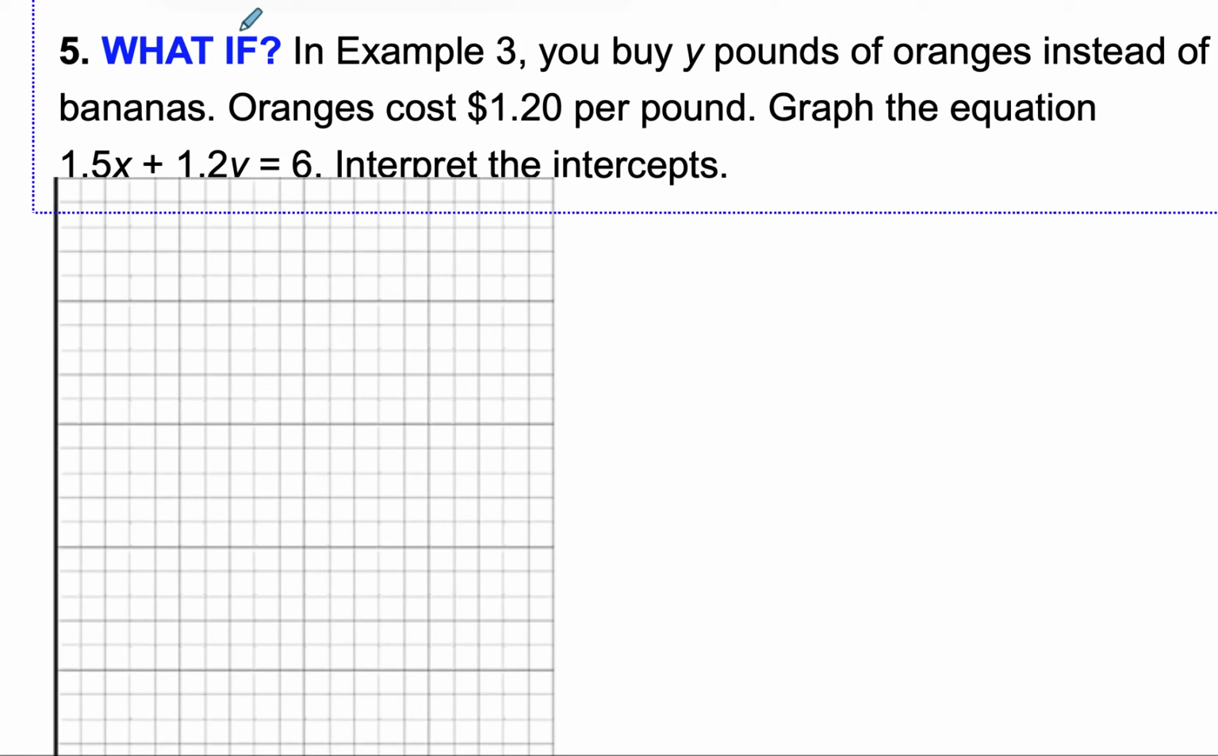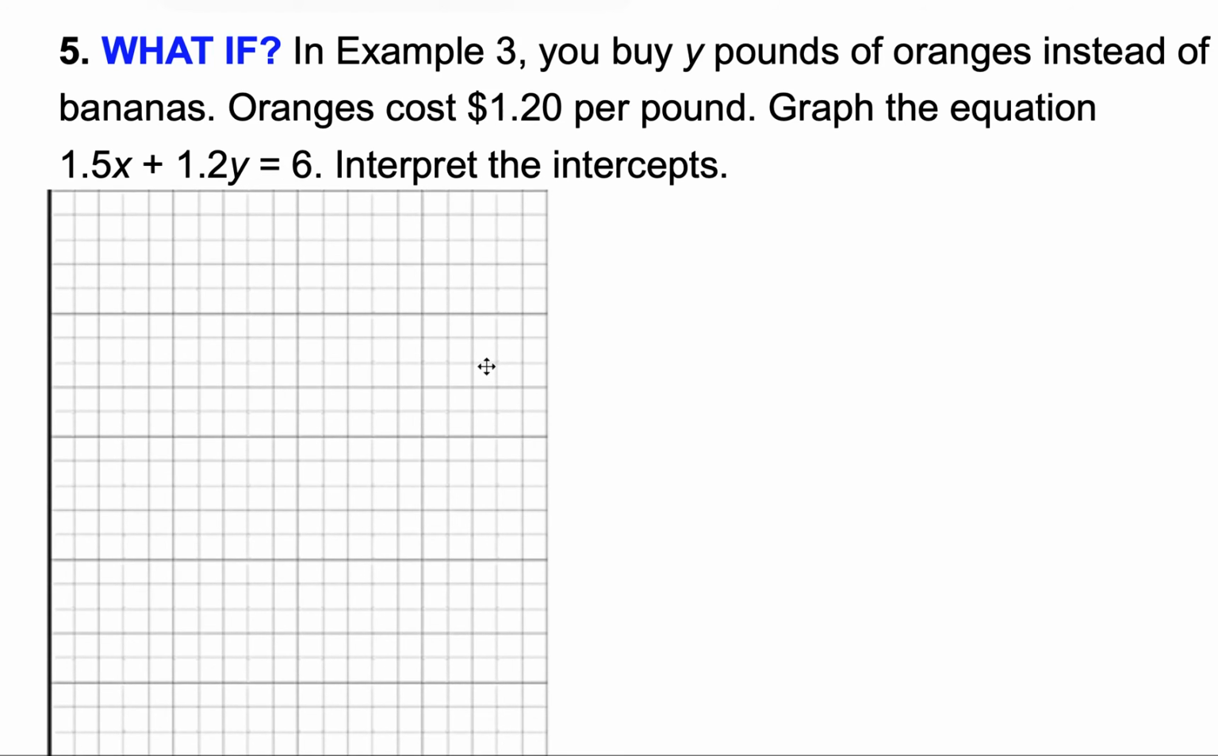All right, so for our last one here, if in example 3 you buy y pounds of oranges instead of bananas, oranges cost $1.20 per pound. Graph the equation 1.5x + 1 2/10 y = 6. That's y there. Interpret the intercepts. Go ahead and pause the video and try this one on your own.